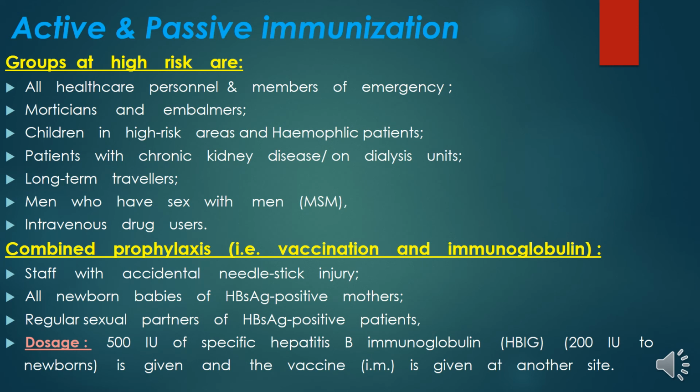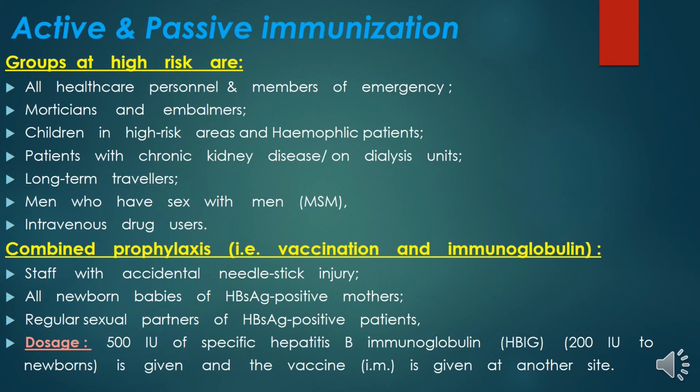Active and passive immunization can be given in the high-risk groups: all healthcare personnel and emergency personnel, morticians and embalmers, children in high-risk areas and hemophilic patients, patients with chronic kidney disease on dialysis units, long-term travelers, men having sex with men and intravenous drug users.